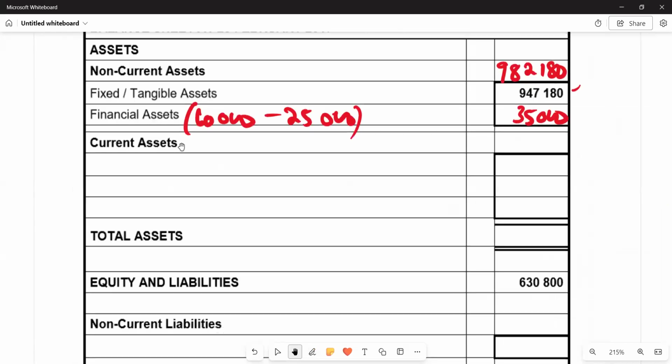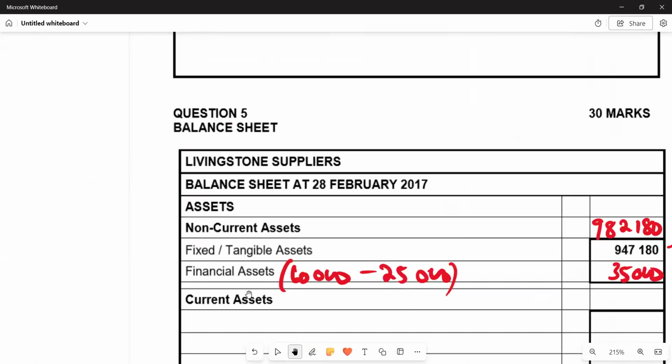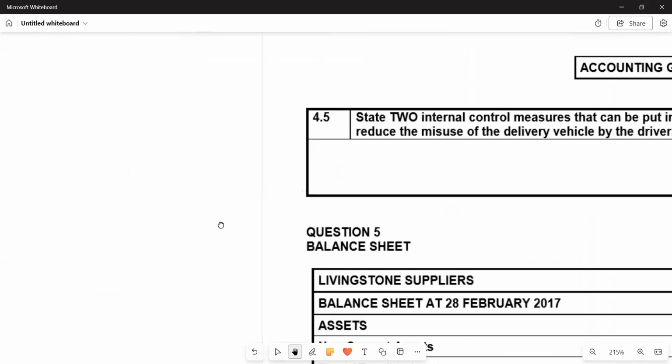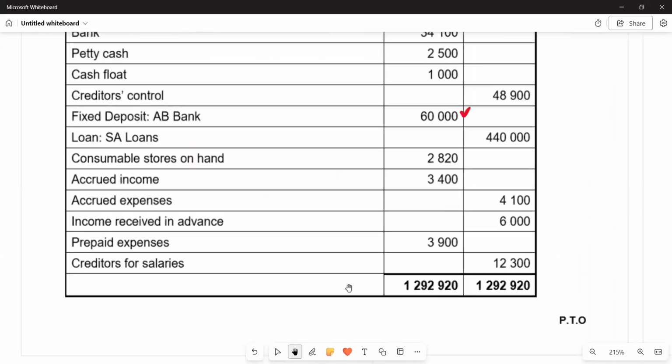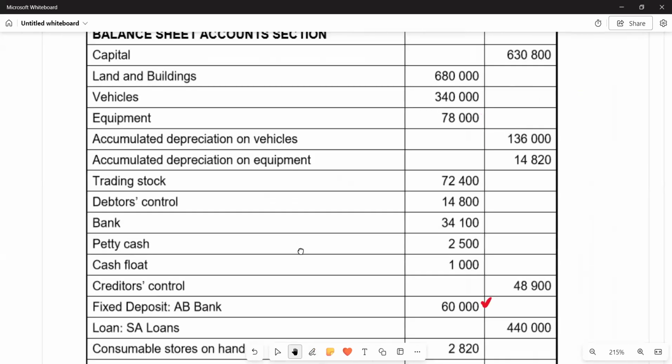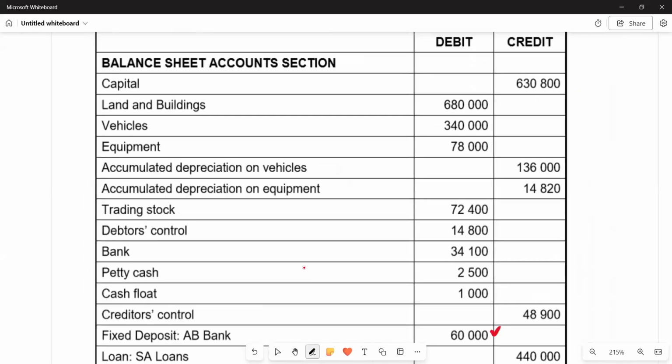For current assets now, let's try to see what current assets do we have. We can just go there. We can start from where we are having our balance section from capital going down, searching for current assets. And we know that current assets are resources of a business that are going to stay in the business for a period of a maximum of 1 year.